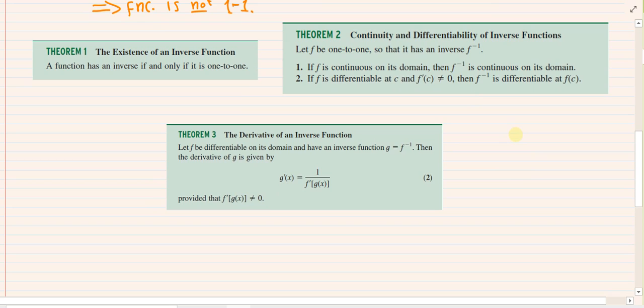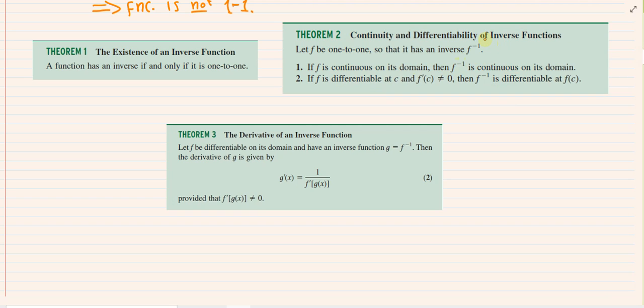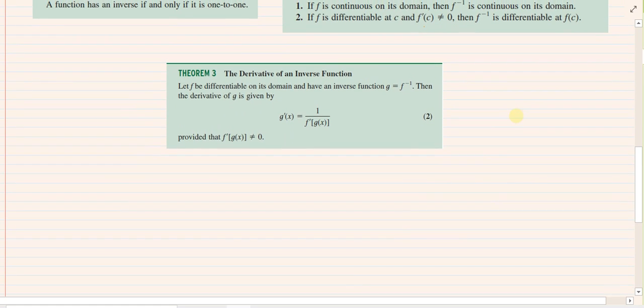So again, theorem 2 had to do with continuity and differentiability of inverse functions. We know that the inverse function is continuous and differentiable, provided the function that the inverse originates from is continuous and differentiable. So continuous one-to-one functions have continuous inverses. Differentiable one-to-one functions have differentiable inverses at that point. This is differentiability at a point c.